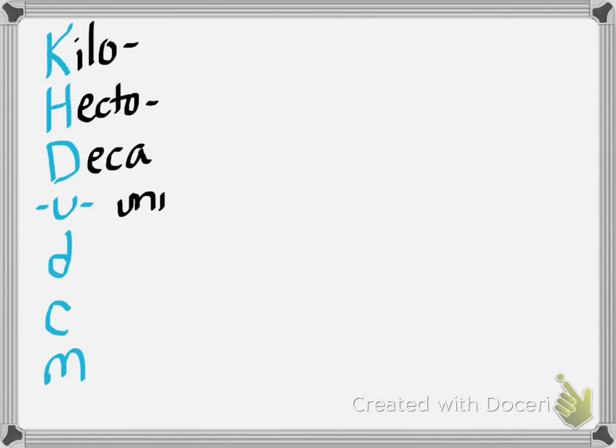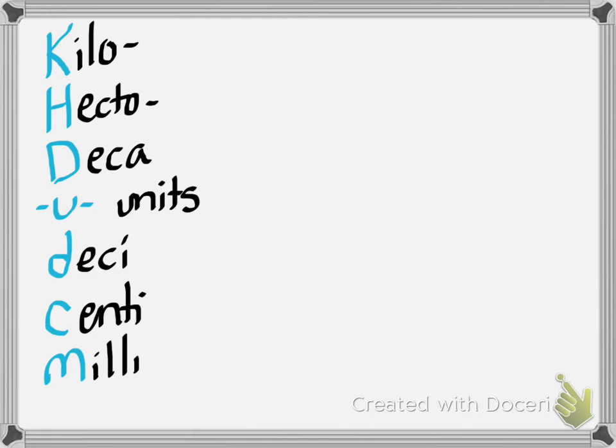So what does it stand for? It stands for the prefixes kilo, hecto, deca. U is for units, and we'll talk about that in a second. Deci, centi, and milli. So King Henry doesn't usually drink chocolate milk. Kilo, hecto, deca, units, deci, centi, milli.